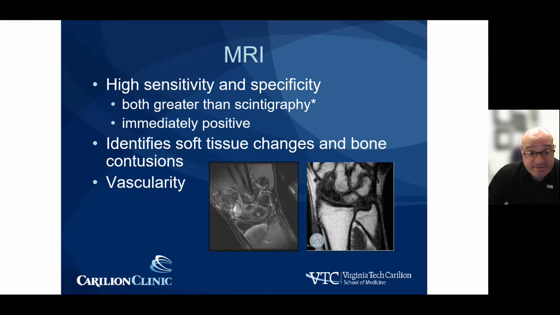MRI does have high sensitivity and specificity, both greater than bone scan, and it is immediately positive. It's also very good to identify soft tissue changes and bone contusions. In some studies, they reference this as a measure of vascularity. Some question, though, whether it really shows vascularity of the scaphoid.